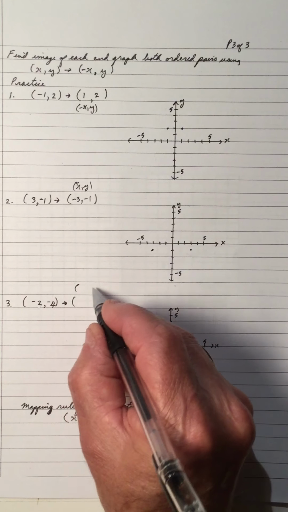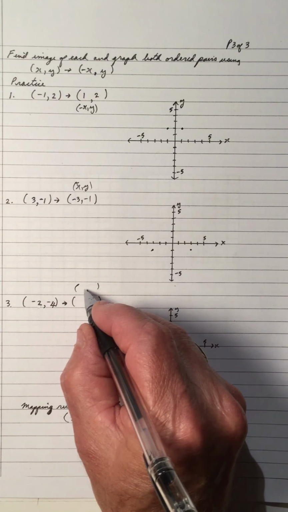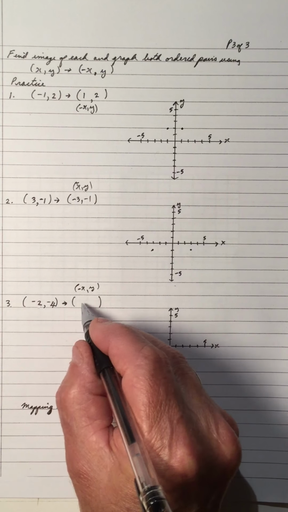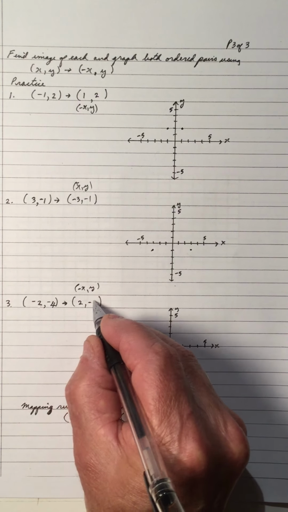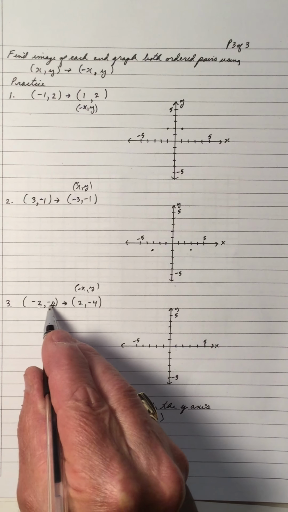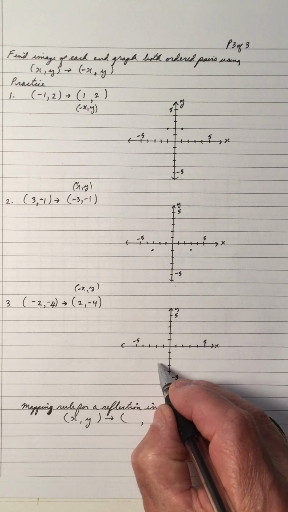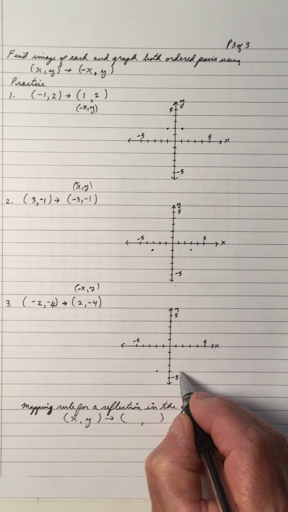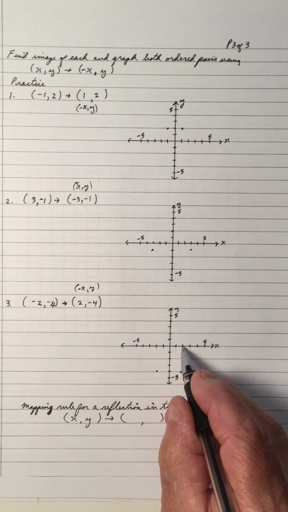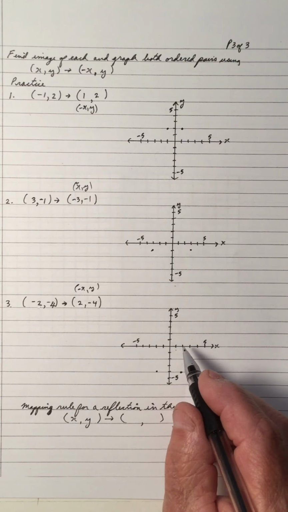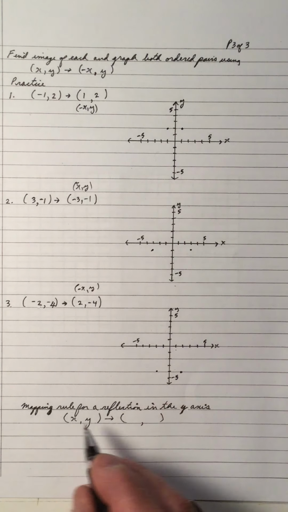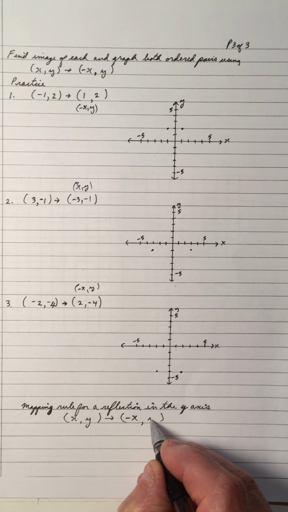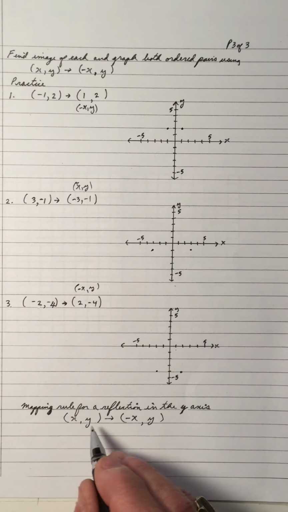And again, number 3, if you reflect in the y-axis, then you're doing negative x, y. So the negative of negative 2 is 2, and you don't change the y, so it's negative 4. Let's plot the point (-2, -4). X is negative 2, y is negative 4, right there. Reflecting in the y-axis means that's 2 to the left, so you go 2 to the right. So x is 2, y is negative 4. The mapping rule for reflecting in the y-axis is (x, y) goes to (negative x, y). Reflecting in the y-axis changes the x, not the y.